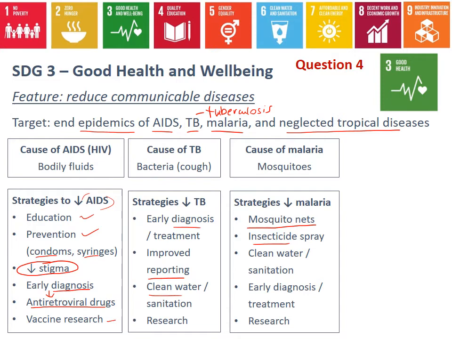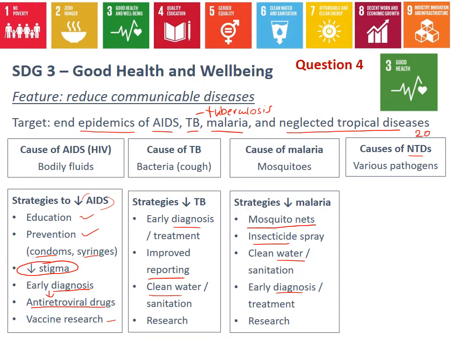Having clean water sources. Mosquitoes love stagnant, dirty water. Again, early diagnosis and treatment, so we're not getting these really bad symptoms and death. And research, again, you'll see research comes into a lot of these things. And then finally, these neglected tropical diseases. This is a group of around 20 diseases.